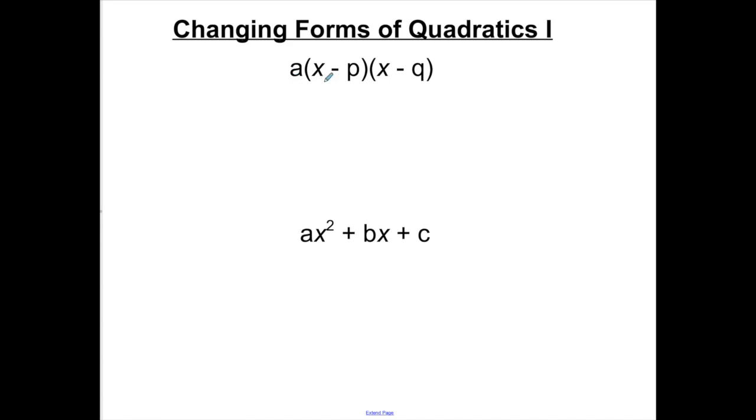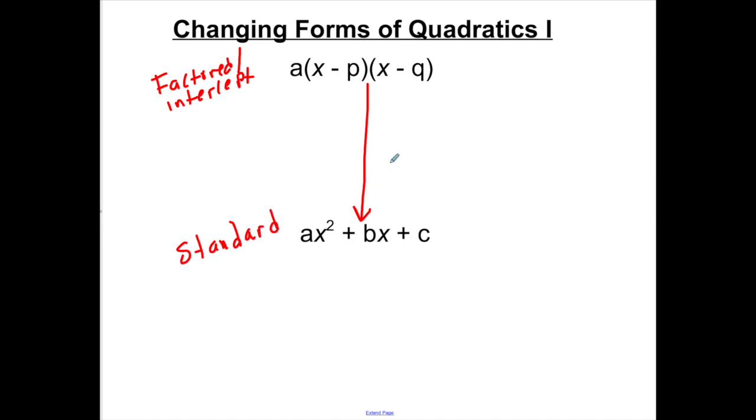How do I go from what we called factored or intercept form, and how do I take this and turn it into what we call standard form? And this video is going to be about how we do that, all right? So our goal is we want to make this up here look like this down here.